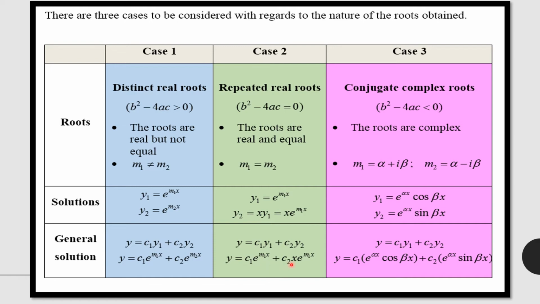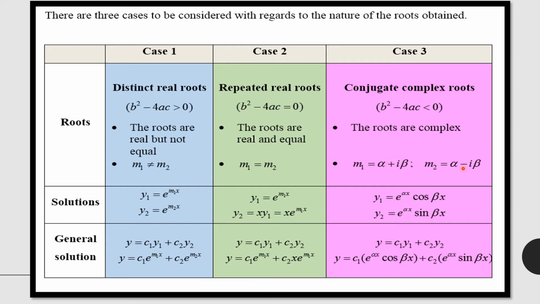Case number 3 is when we have conjugate complex roots. If you use the quadratic formula, you'll find out that the expression b squared minus 4ac under the radical is less than 0. So the roots are complex. So we have here the root written as m1 equals alpha plus i beta. This is the real part, this is the imaginary part. And m2 is alpha minus i beta. Again, we have the real part and the imaginary part. And m2 is said to be the conjugate of m1. What do you mean by conjugate?